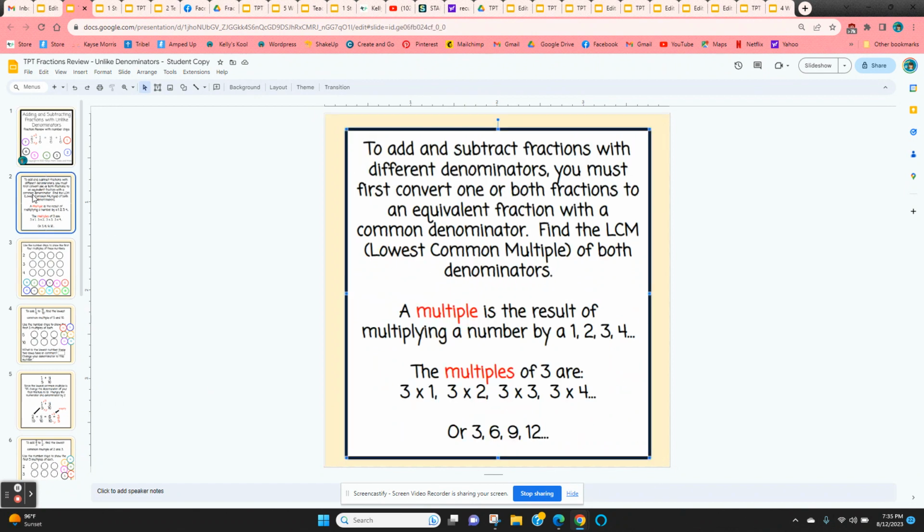So to add and subtract fractions with different denominators, you need to convert one or both fractions to an equivalent fraction with a common denominator. So we're going to find the lowest common multiple of both denominators. And here it explains what a multiple is and gives an example.